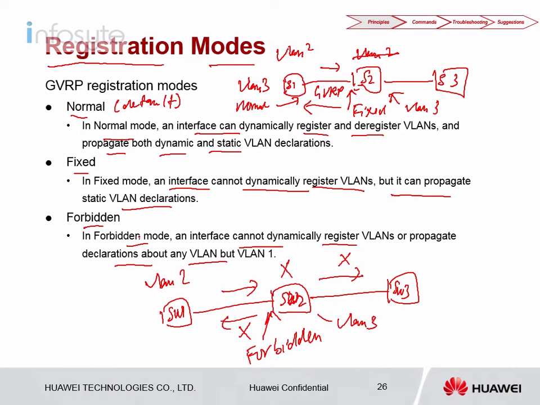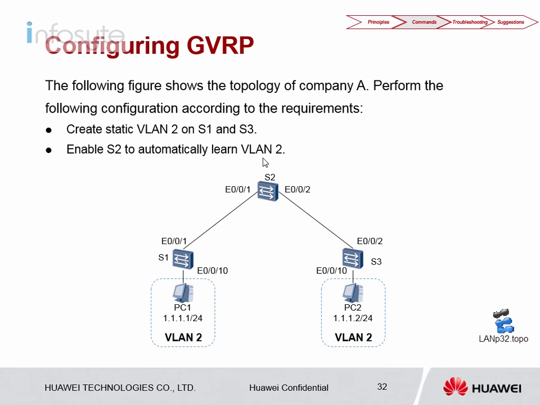So that is forbidden. Alright, so we are going to examine the lab on how to configure GVRP, which is quite straightforward. Okay, so straight away we jump into configuring GVRP. Here, the following figure shows the topology of company A. Perform the following configuration according to the requirements. Create a static VLAN 2 on switch number 1 and switch number 3. So we are going to create VLAN 2 on both switch 1 and switch 3. That should be quite straightforward.